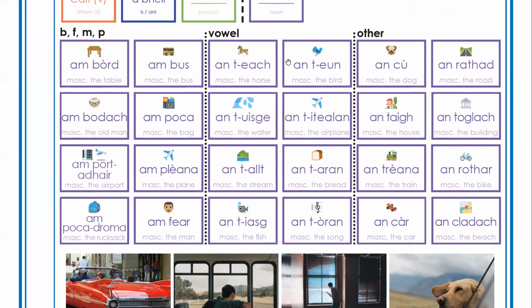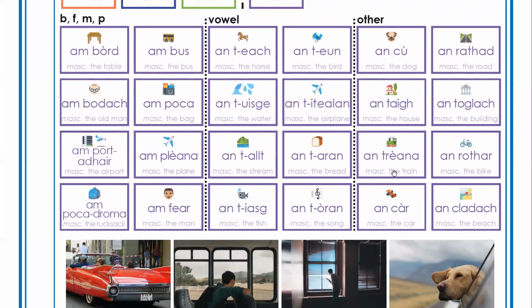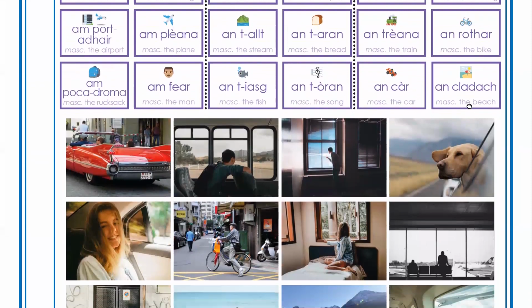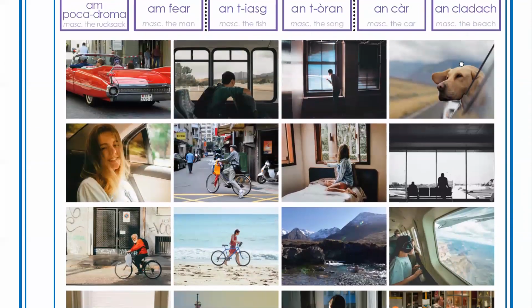Masculine words with a vowel, again we saw an t-iasg, we saw an t-iteachan, and an t-itealan for the aeroplane, and an t-allt, and an t-aran, an t-uisge, I guess an t-aran we saw previously. And an cù, the dog, and an rathad, the road, and an taigh, the house, and an togalach, the building, and an trèan, the train, and an rothair, the bike, and an càr, the car, and an cladach, the beach. Cladach is typically a stony beach rather than a sandy beach, but for the purpose of using a masculine noun, we'll refer to this beach here as an cladach.